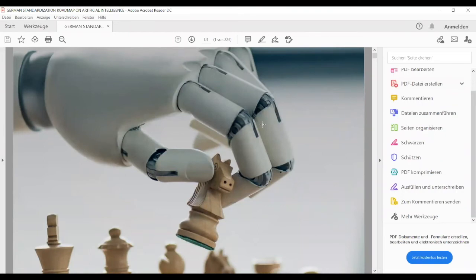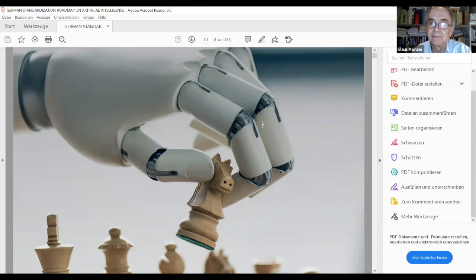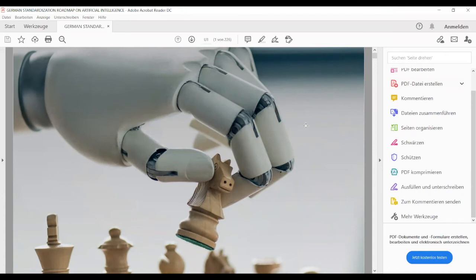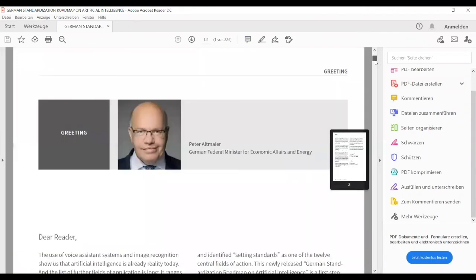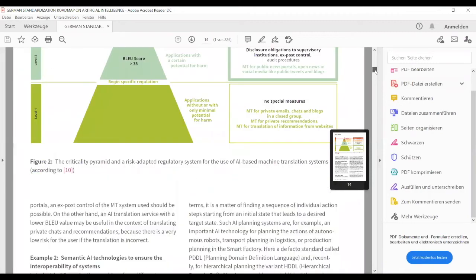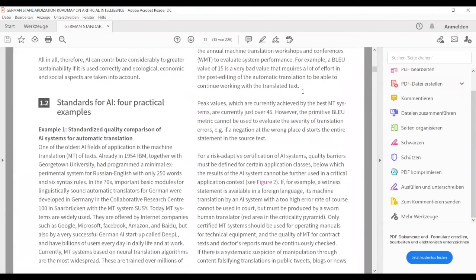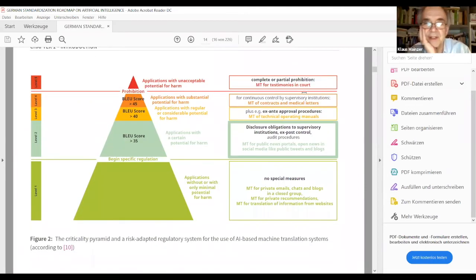May I ask something, Rainer? Sure, Maya, yeah. Thank you, Professor Mainzer. Could you just go back to the presentation that you made of the criticality pyramid for machine learning translation? I'm not quite sure I understood the methodology there. So, with the score that you used. This one here. Yeah, so presentation, but it's the same one.